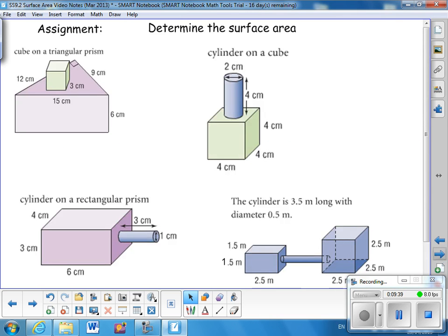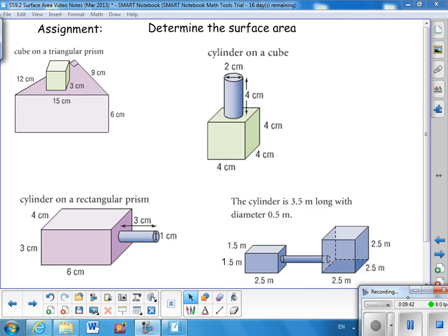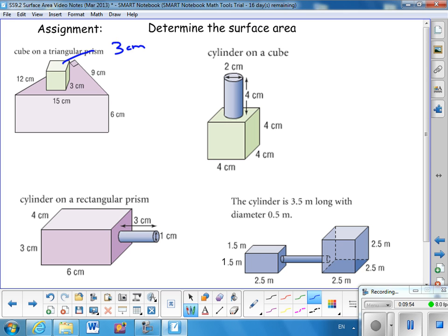All right, so there's 4 shapes for you to work on. There is a cube on top of a triangular prism. So a cube means that the top dimension here, they're all 3 centimeters, wide, long, and high. Okay, on the bottom here we have another cube, cylinder on a cube. Notice that this 2 is the diameter, so think about what to do with that diameter. Okay, again, you have a cylinder and a rectangular prism, and you have 2 rectangular prisms and a cylinder in between.